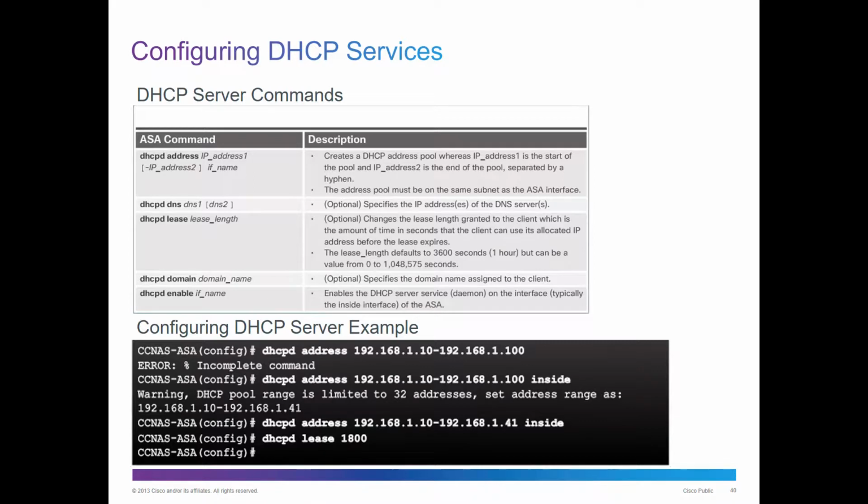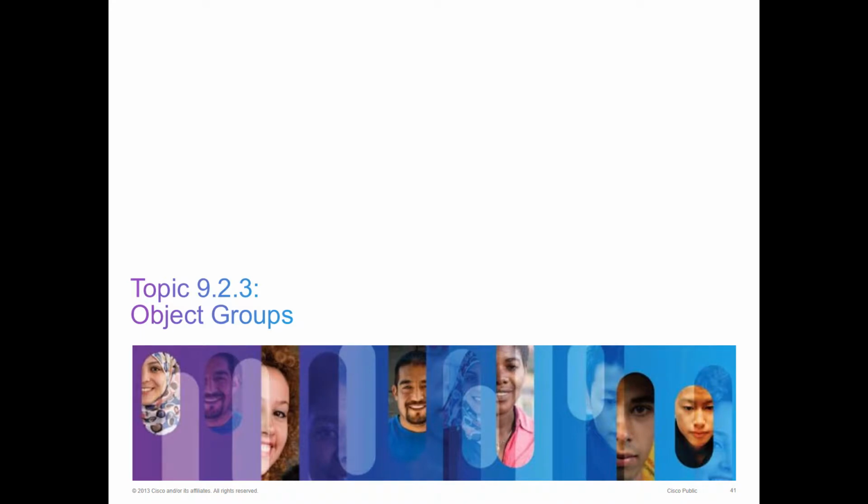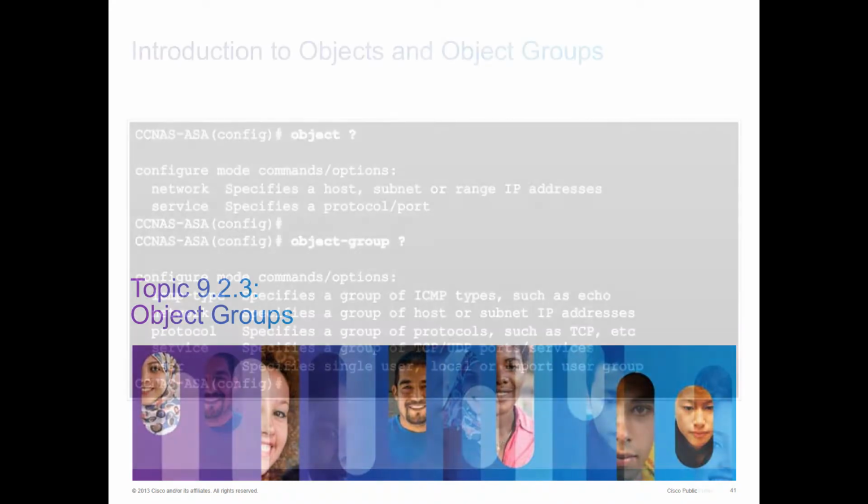What about DHCP? Again, DHCP is very similar to any iOS device. You can set the address ranges, you can set the inside range, you can set the lease time, and so forth.